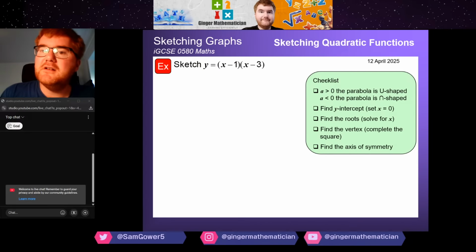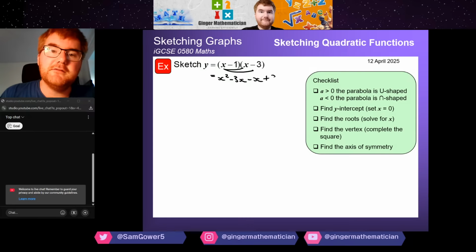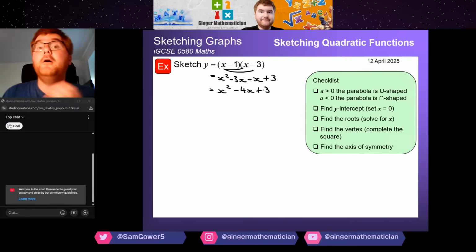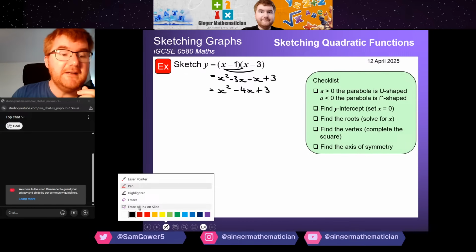Now, first of all, we need to establish if the a is greater than 0 or less than 0. We can do this by just expanding out the quadratic here. So x times x is x squared. X times minus 3 is minus 3x. Minus 1 times x is minus x. Minus 1 times minus 3 is plus 3. And we can simplify this to x squared minus 4x plus 3. So now we've got both versions of the quadratic here.